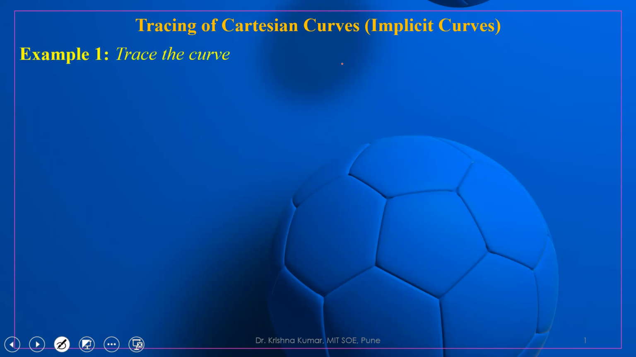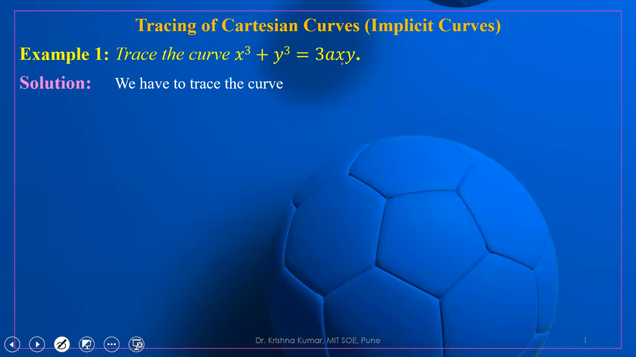Let us come to example number 1. We want to trace the curve x cube plus y cube is equal to 3axy. So clearly here we cannot separate x and y. Let us call it equation number 1. All the procedures to trace the curve are similar to the explicit curve. The main thing here is that we cannot express x in terms of y and y in terms of x. Otherwise, the rest of the things are similar to tracing a Cartesian curve in explicit form.